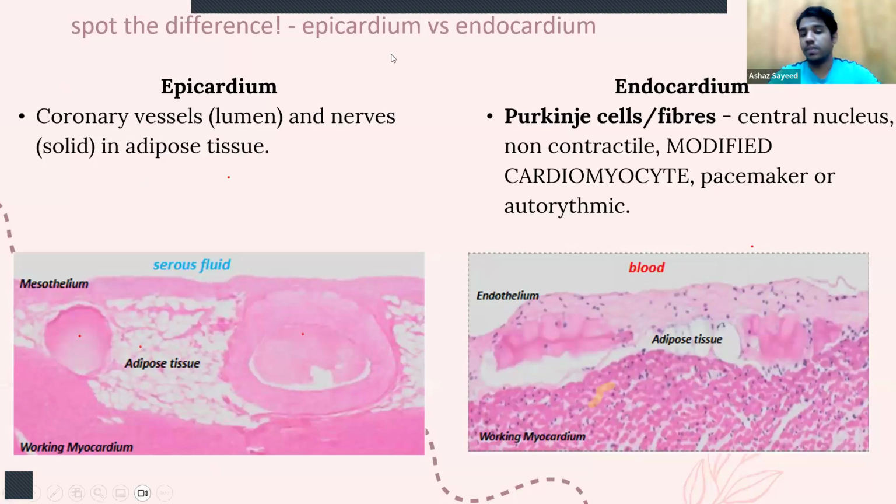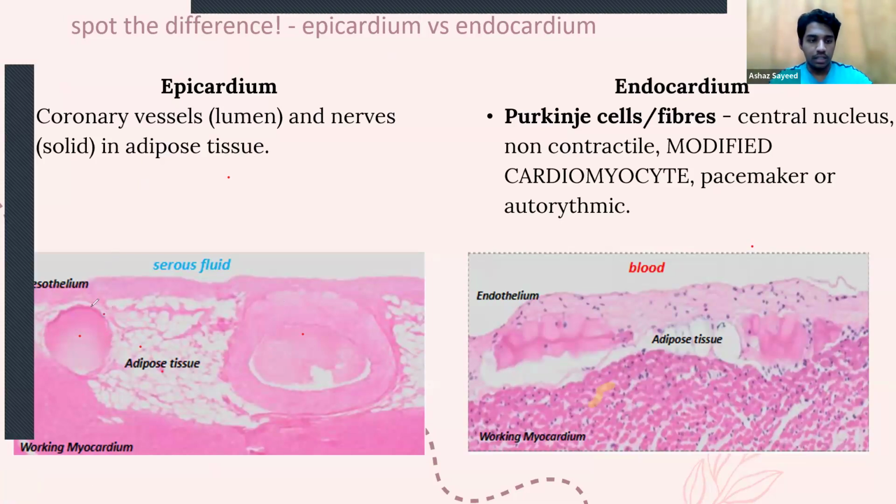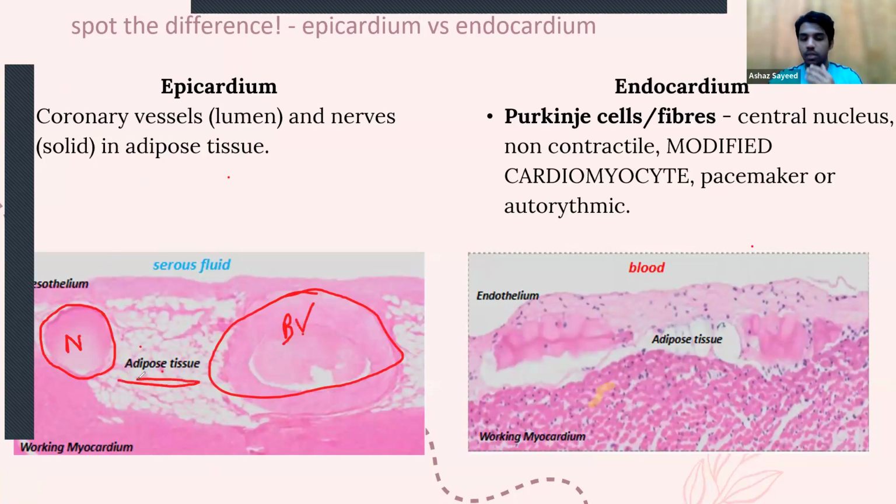Again, spotting the difference between the epicardium and the endocardium. If you have a slide of an epicardium, you're going to see these nerves right here. This is a nerve. And this is a blood vessel. It's within the adipose tissue, as we said before. So anytime you want to identify the epicardium, you look for these structures, if you want to differentiate it from the endocardium.